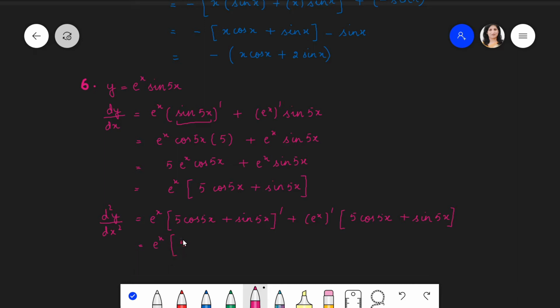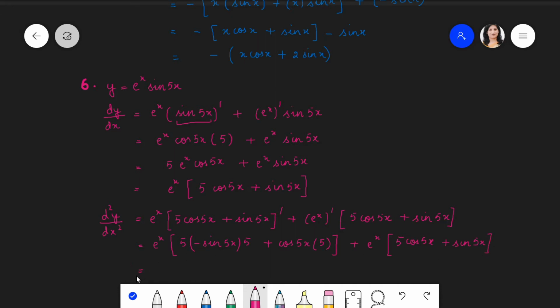So here 5 is a constant, and its derivative is zero. This is a composite function, so the derivative would be minus sine 5x, differentiating the angle we get 5. Then sine 5x is also a composite function, so differentiating the sine function we get this, and then multiplying with the derivative of the angle. And then in the second term, this is the derivative of the exponential function, and in the bracket the function is 5 cos 5x plus sine 5x.